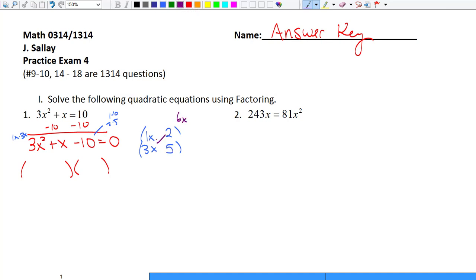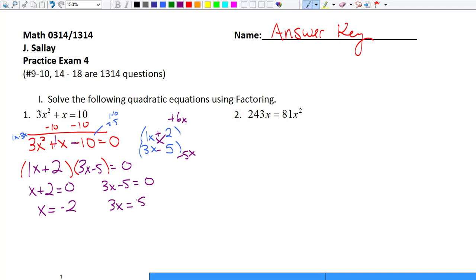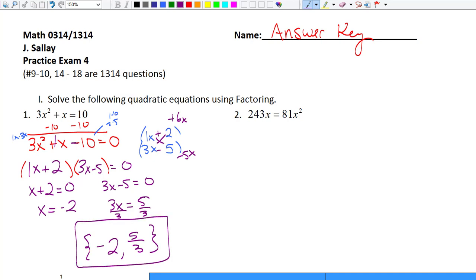When I multiply across, I'm getting 6x and 5x. Let's see, with one of each sign, because there's a minus, that means one of each sign, I have to add to a positive 1. So a positive on the 6, a minus on the 5 is going to add to a positive 1. And I got it factored on the first try, so that's awesome. So I have 1x plus 2 and 3x minus 5 equals 0. Now using the zero product property, I'm going to set each of the two factors equal to 0 and solve. So I'm getting negative 2 and positive 5/3. And that is my answer. I do not need to check these.